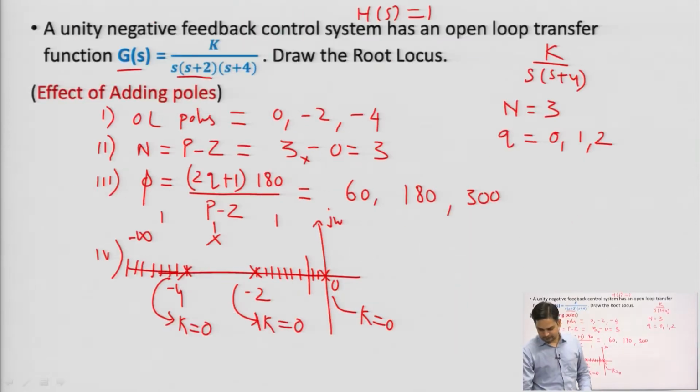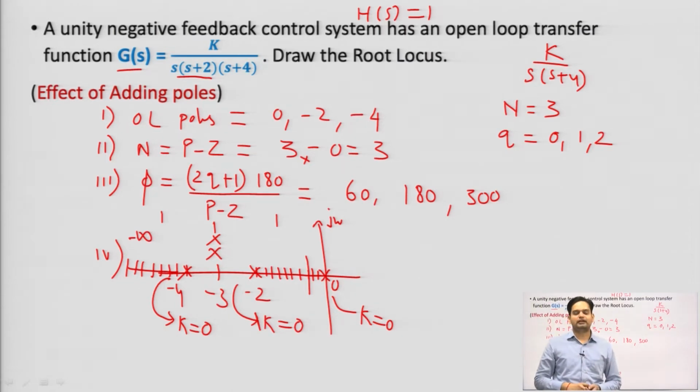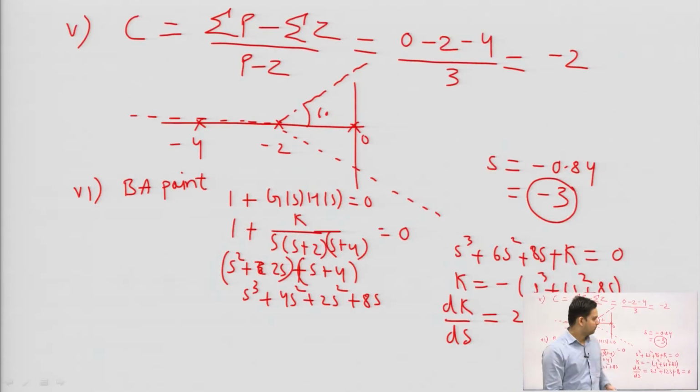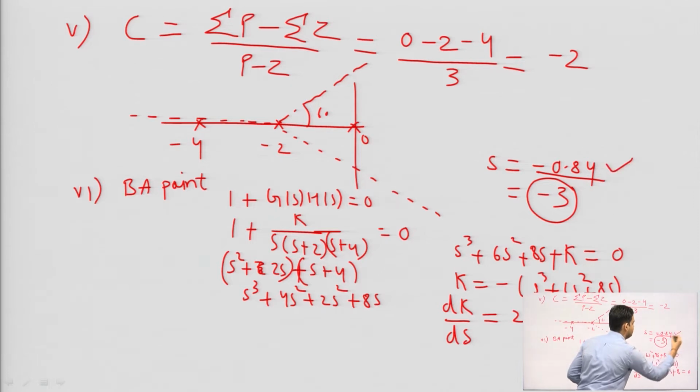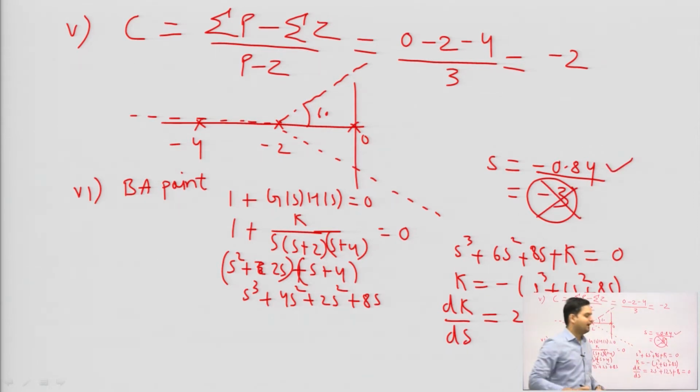So, where is minus 3? You can see minus 3 is lying here in the invalid region. So, we can say minus 0.84 is our valid breakaway point of the root locus. Okay. So, in this case I will assume minus 0.84 is our valid root locus point, and we will discard the value of minus 3. Now, we would like to see what our root locus will be.